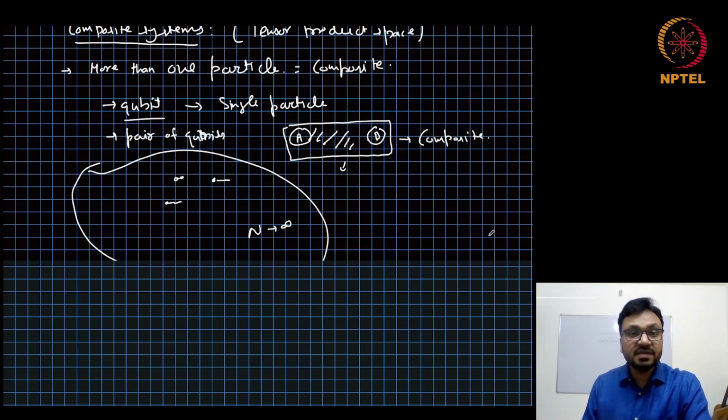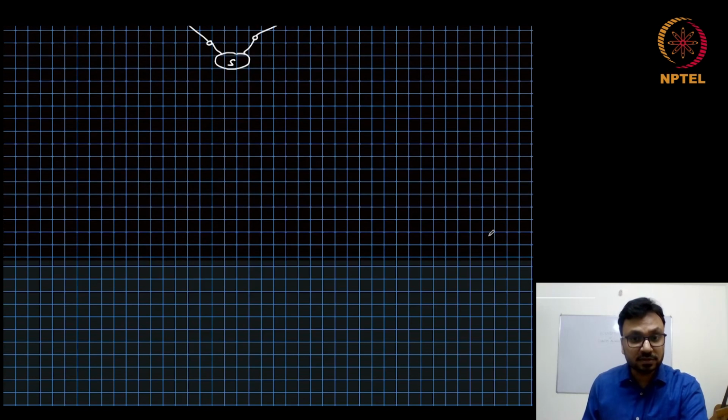So this is a 2-qubit system. We can have 3 qubits also, we can have 4 qubits. We can have not just qubits, we can have larger systems, n-dimensional systems, d-dimensional systems. All of them are composite systems. So here we are making a distinction between a single-particle quantum system and a more-than-one-particle quantum system. The more-than-one-particle quantum system is the composite system.